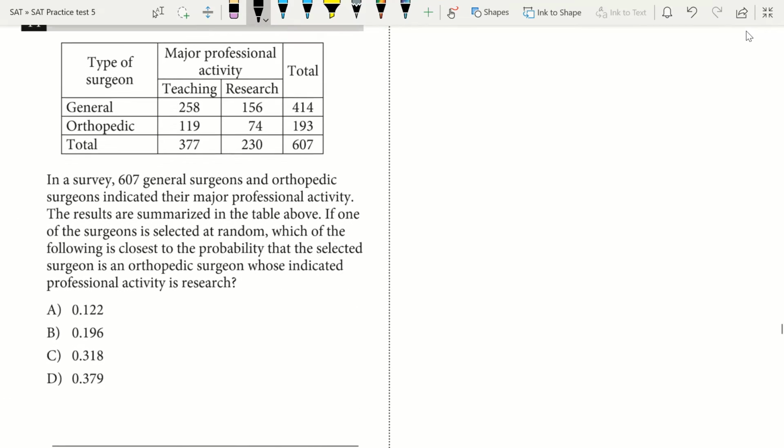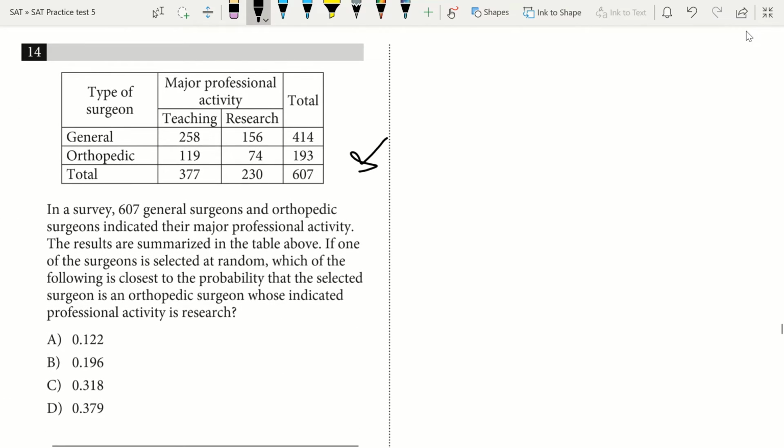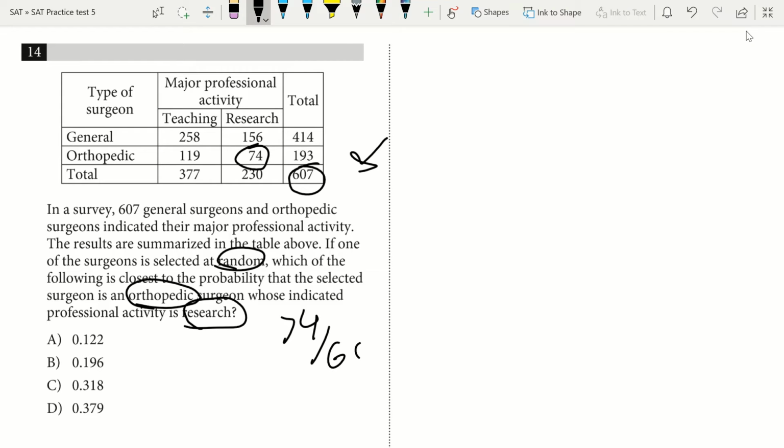All right, now I move on to question 14. I'm given a table here. In a survey, 607 general surgeons and orthopedic surgeons indicated their major professional activity. The results are summarized in the table above. If one of the surgeons is selected at random, which of the following is closest to the probability that the selected surgeon is an orthopedic surgeon whose indicated professional activity is research? All right, so orthopedic surgeon and research, we see we have 74. We're told it's out of the total because it's random. We have 74 over 607.